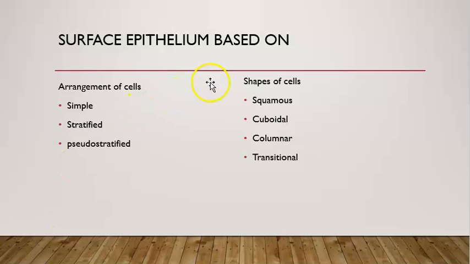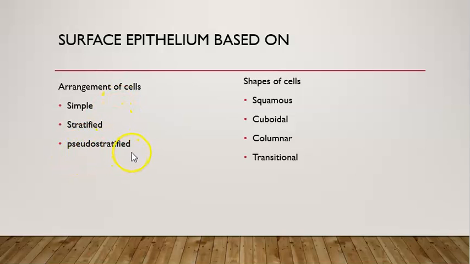The surface epithelium is classified based on the arrangement of cells and shapes of cells. Arrangement of cells. In the previous videos, I have already discussed that the cells are arranged over a basement membrane, and that the top surface is called apical surface and the side surfaces are called lateral surface. So based on the arrangement of cells, it is called a simple layer. Simple epithelium means the cells are arranged in a single layer, while in stratified the cells are arranged in more than one layer.